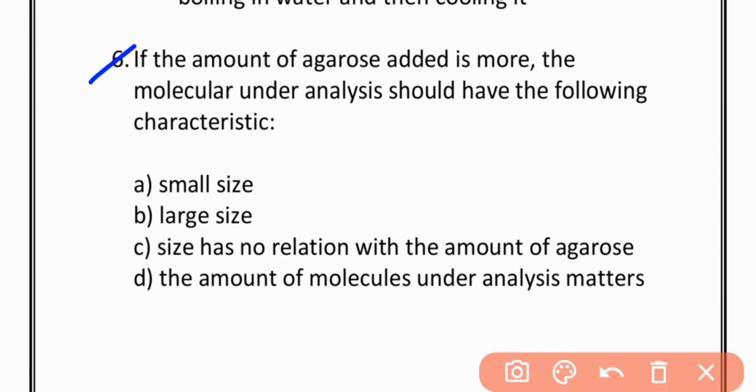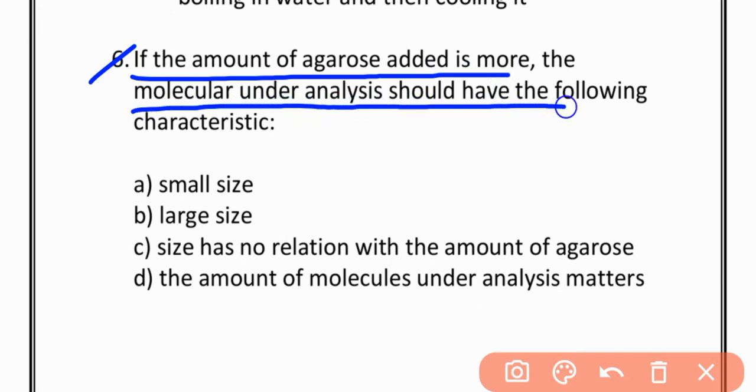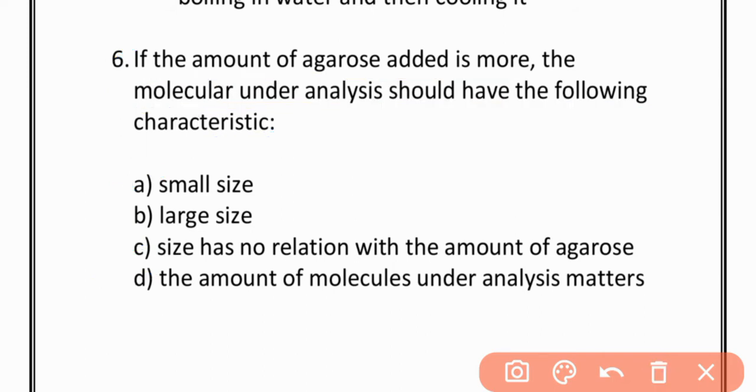MCQ number 6. If the amount of agarose added is more, the molecule under analysis should have the following characteristics: small size, large size, size has no relation with the amount of agarose, or D. The amount of molecules under analysis matters. The correct option is option A, small size.